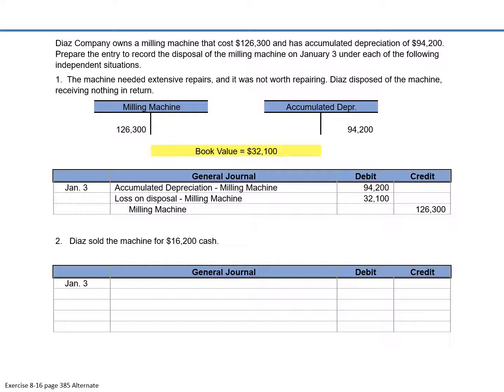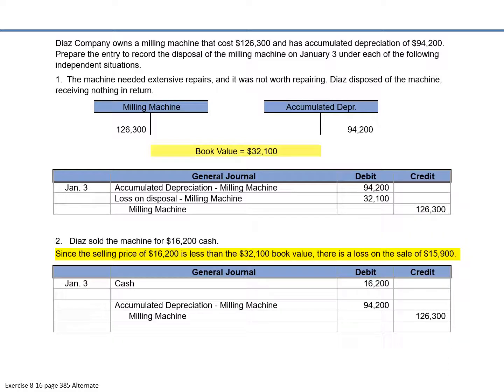All right, so Diaz sold the machine for $16,200 cash. Remove our machine from our books, we do that with a credit. Remove the accumulation, we do that with a debit. Record our cash of $16,200. Our selling price of $16,200 is less than the book value, so we're going to have a loss on disposal, $15,900.